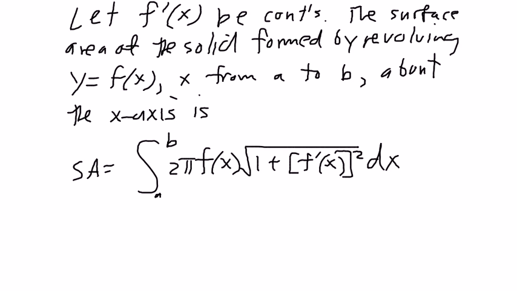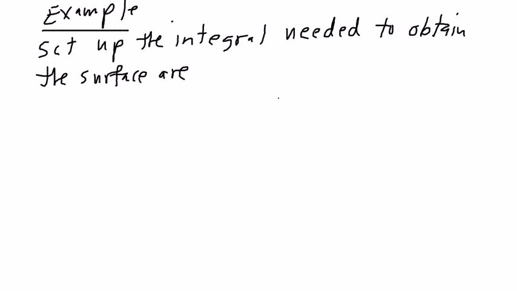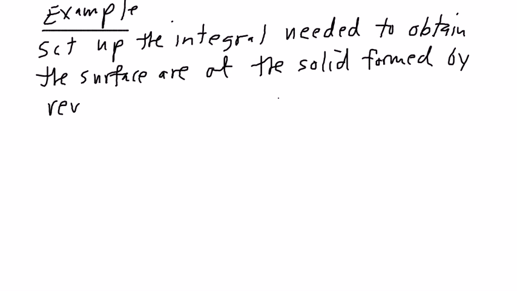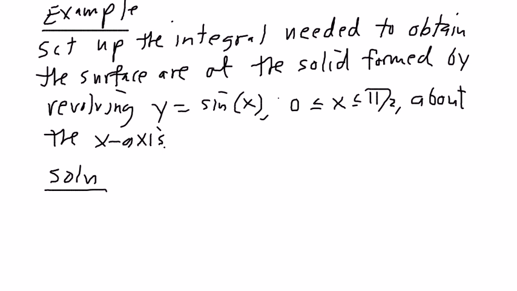So let's do an example, and we won't belabor this too much, but we'll just ask you to set it up, because I feel like sometimes this is just another excuse to get you to do a lot of hard integrals. So set up the integral needed to obtain the surface area of the solid formed by revolving or rotating y equals sine of x, x going from 0 to pi over 2, about the x-axis.